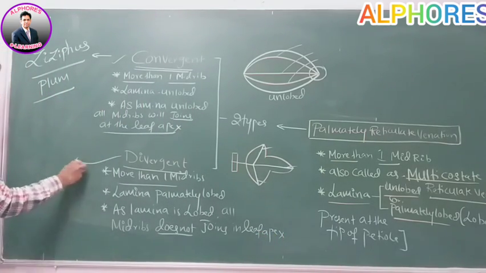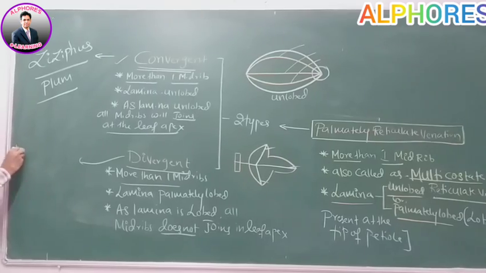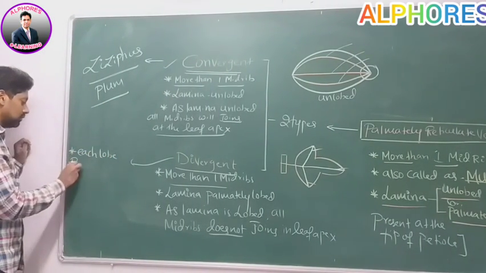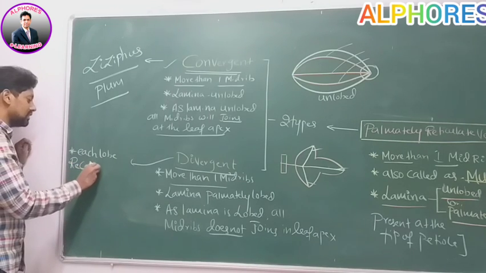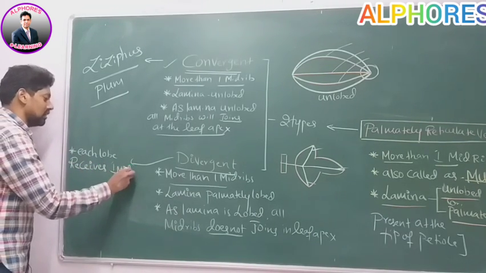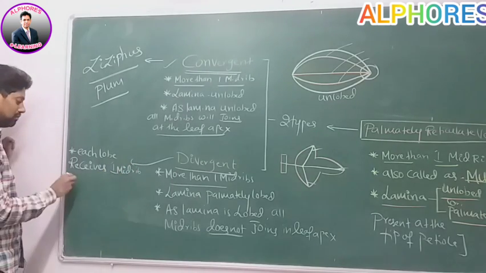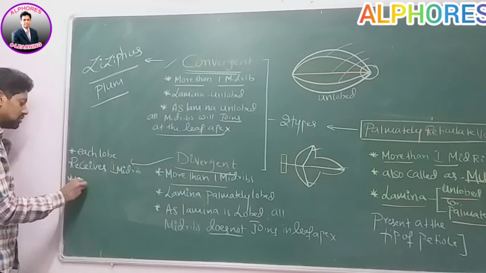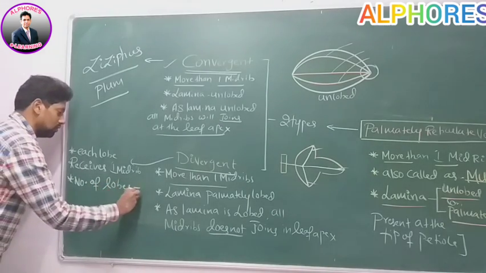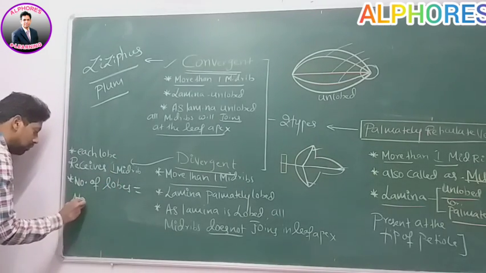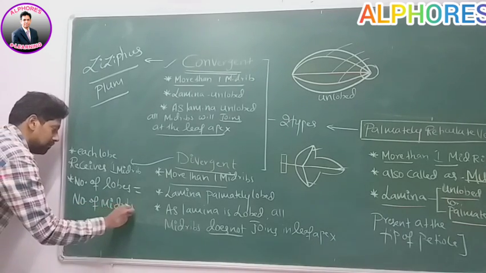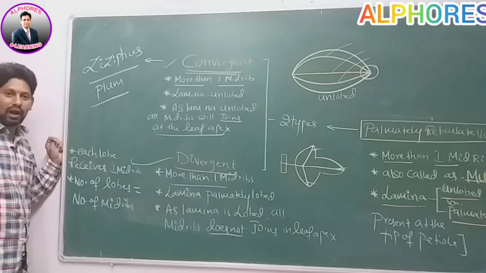I am speaking about divergent, right? Here what happens, sir? Each lobe receives how many midribs? One midrib. The number of lobes is equal to the number of midribs.